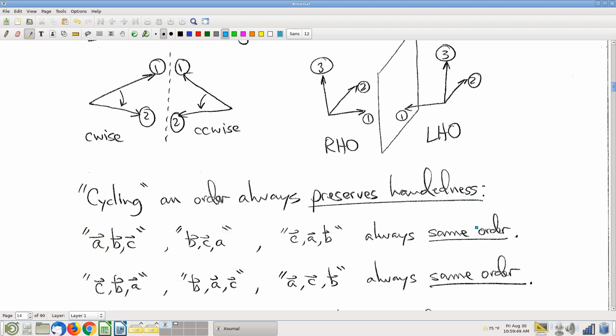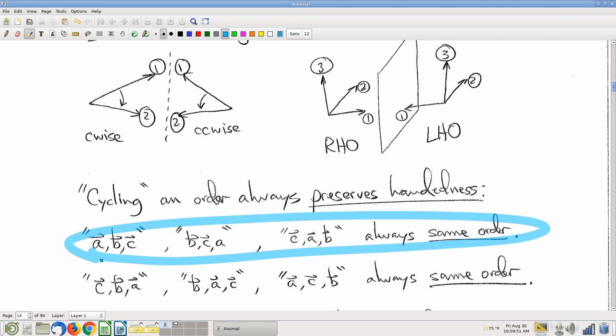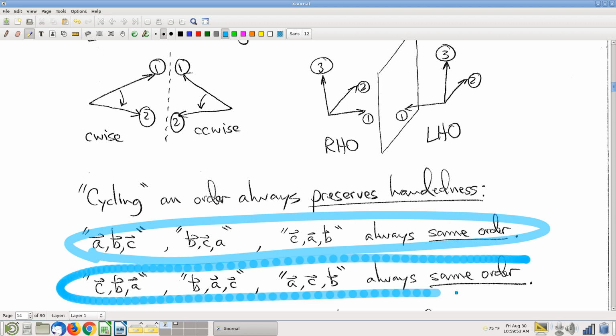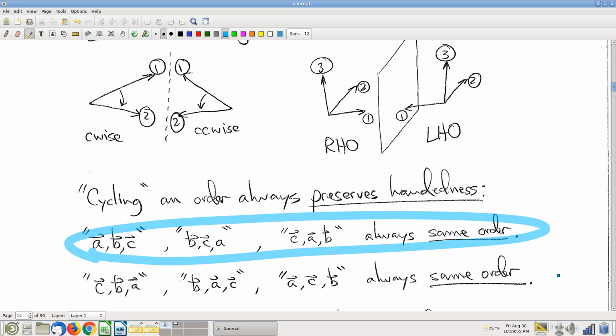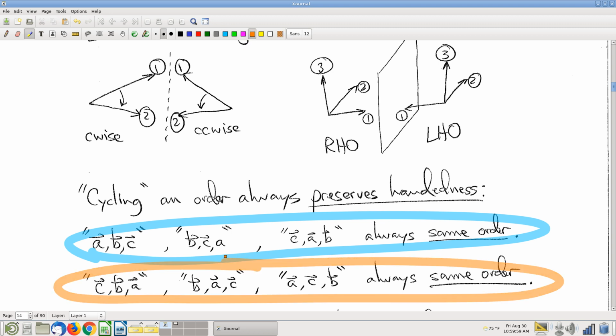Okay. So these are always the same, and these are always the same. Oh, and let me use a different color for that. And so not only are these the same and those the same, it is further true that these are always opposites of each other. If ABC is a right-hand order, then BAC is a left-hand order, and vice versa. That's kind of cool.